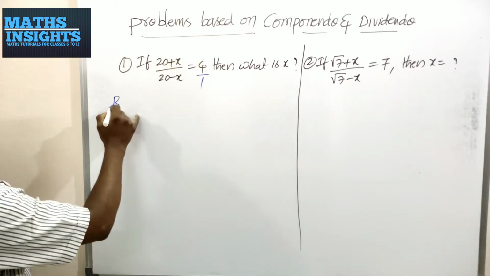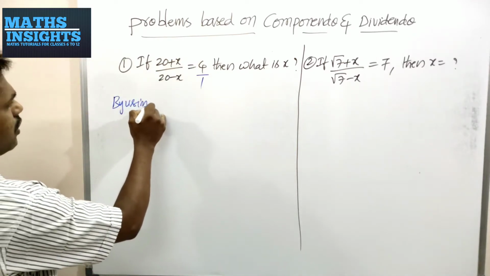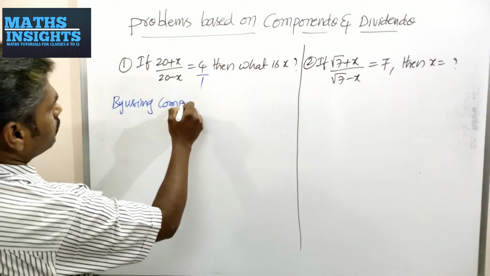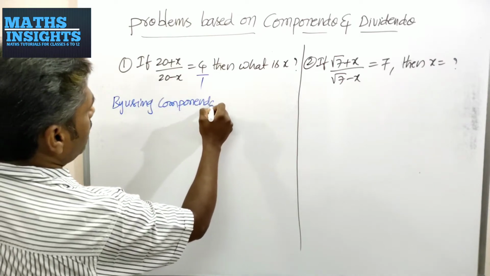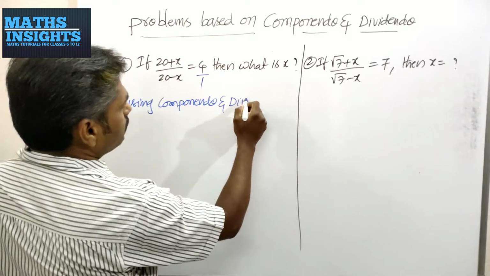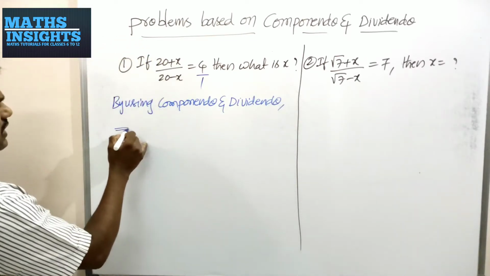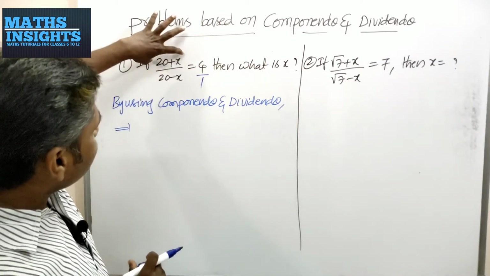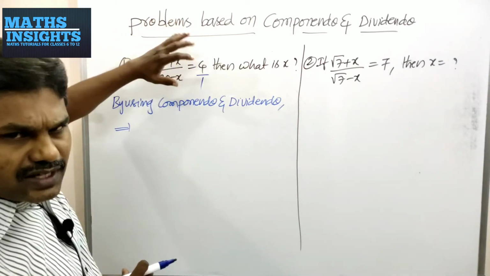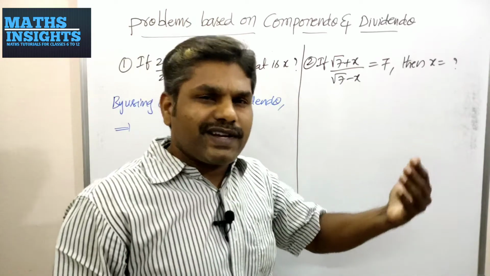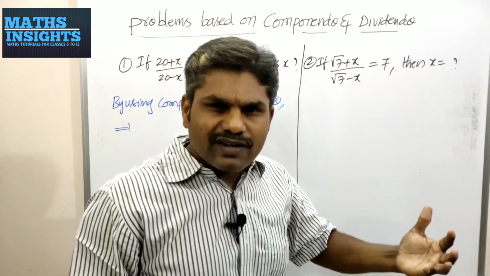See, by using componendo and dividendo, what I am doing is, see, I am assuming this as a and this as b, then a plus b by a minus b. Is it, my children?